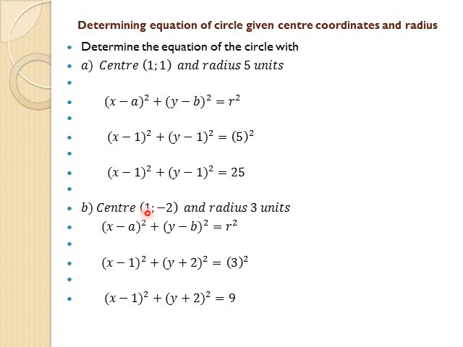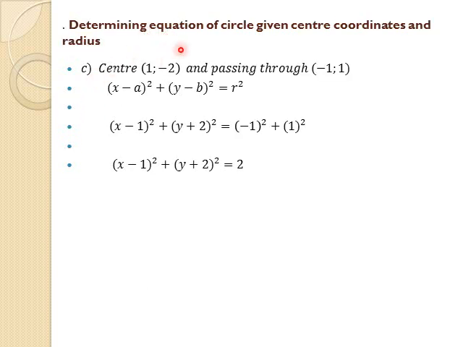Given center (1, -2) and radius 3 units. Again, it's not at (0, 0), so my equation reads (x - a)² + (y - b)² = r². So plus 1 goes in as negative 1, negative 2 goes in as plus 2. R is simply 3 squared, so the equation reads (x - 1)² + (y + 2)² = 3², which I assume here is 9. So there we found the equation of the circle.